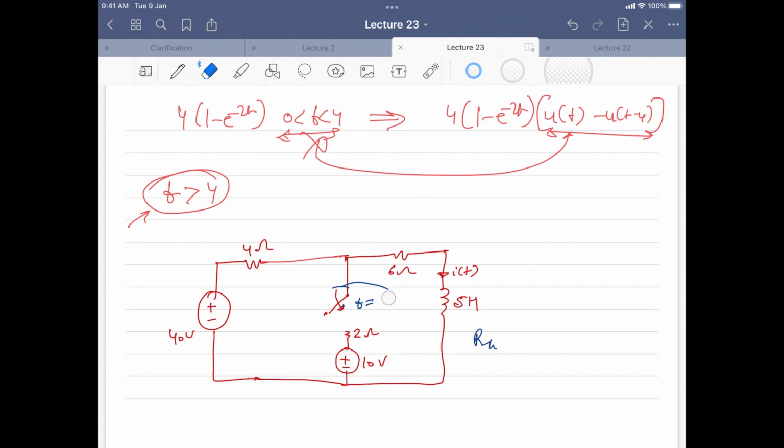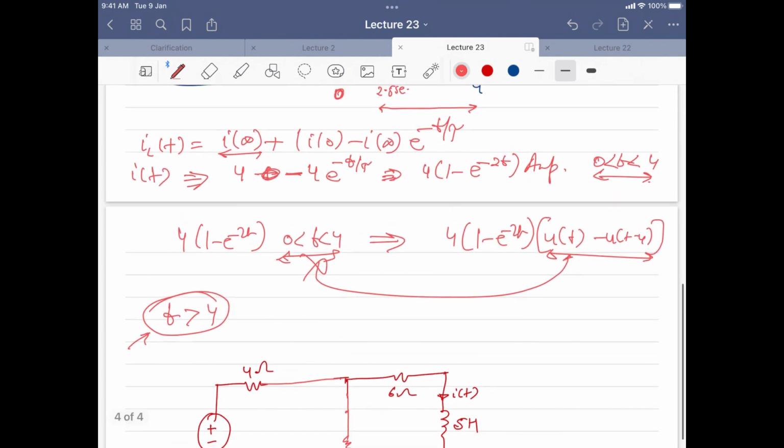So now we will again write the I infinity and I zero for this inductor. The moment the second switch closes at time t equal to 4, if I want to calculate the initial current flowing in this inductor, how will I do it? I will use the equation on the top, the first equation that we have derived.